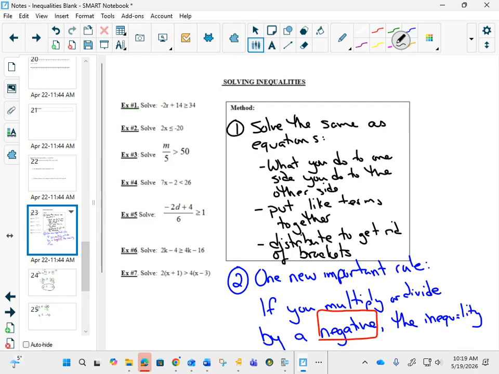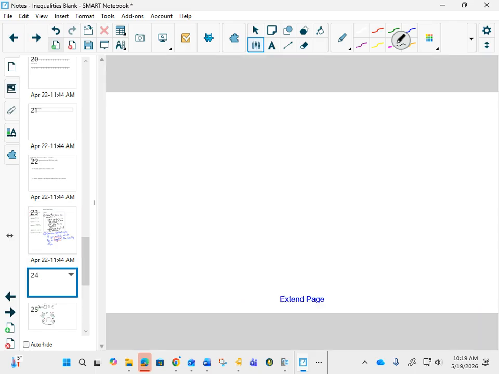Okay, so we did example 1, example 2, we are on example 3. M divided by 5 is greater than 50. Sometimes with these questions, it's not bad to think about what an inequality means. Can you tell me a number that if you divide it by 5, you get an answer bigger than 50?